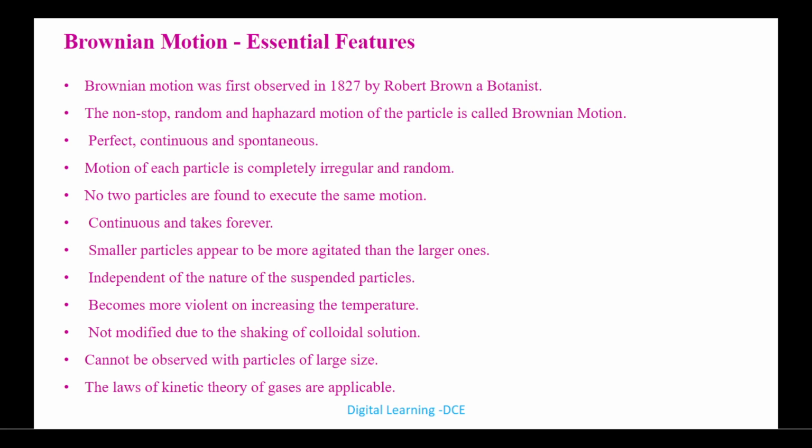The features of Brownian motion are: Brownian motion is perfect, continuous and spontaneous. The motion of each particle is completely irregular and random. That means no two particles execute the same motion. It is continuous and goes on forever. The smaller particles appear to be more agitated than the larger ones, and Brownian motion is independent of the nature of the suspended particle.